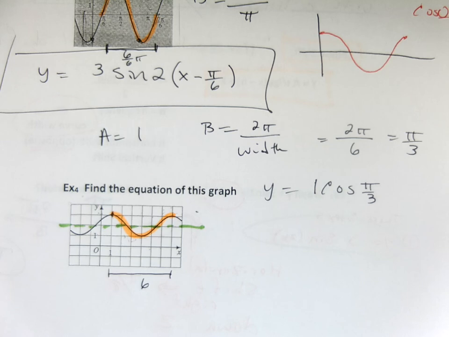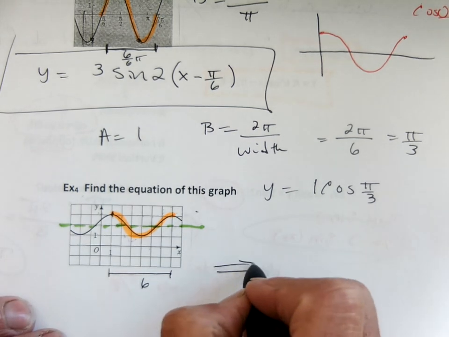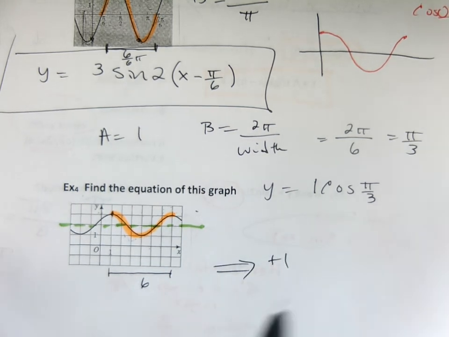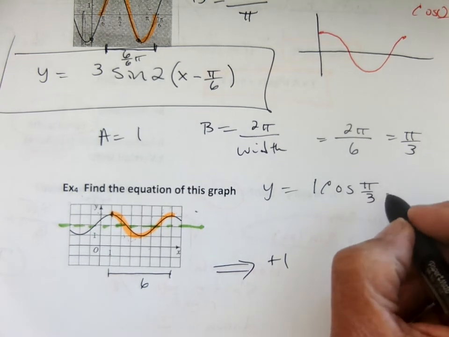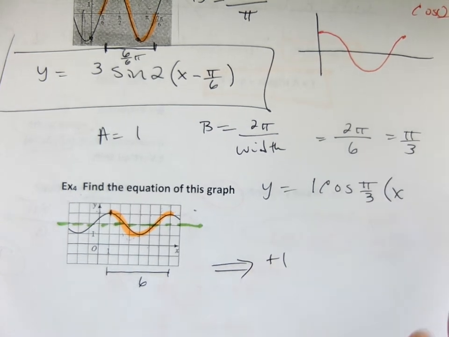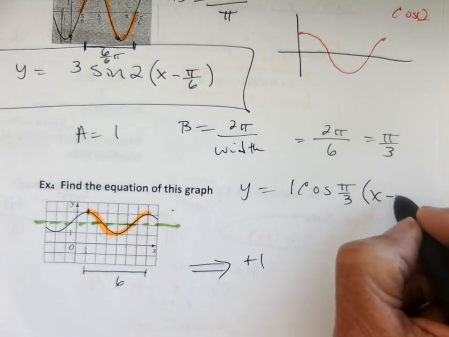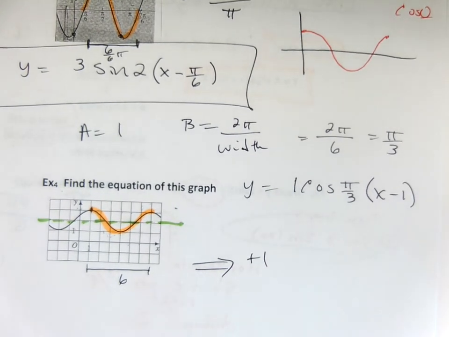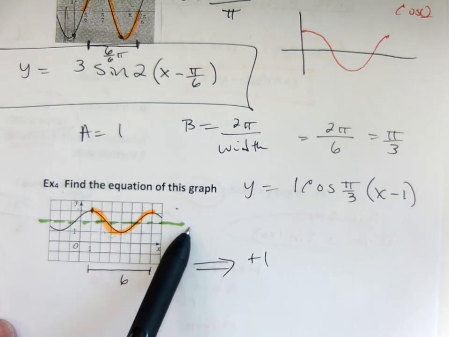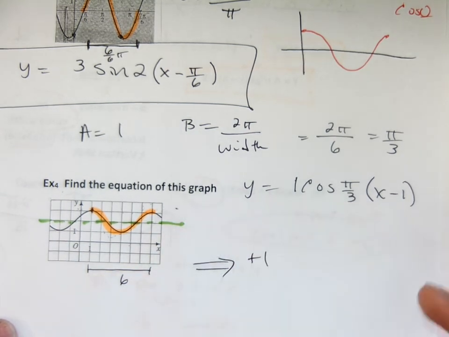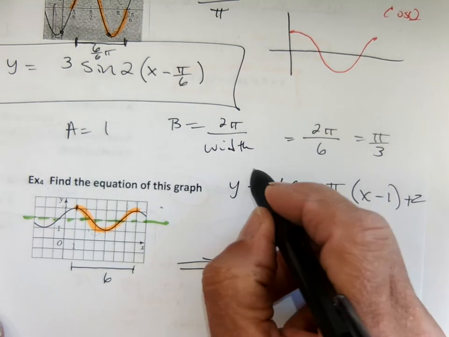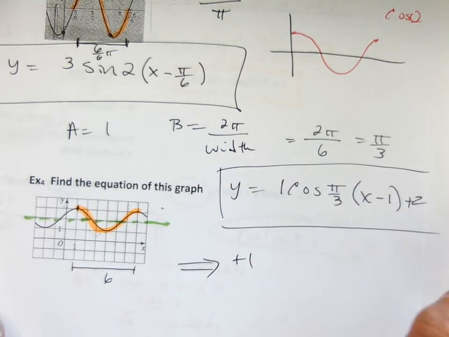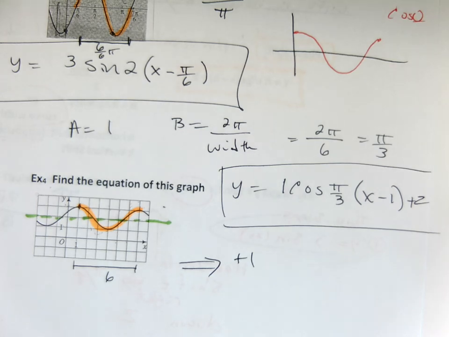Now the entire curve has been shifted horizontally plus 1 unit, right? But we're going to do the opposite. So we're going to go parentheses, x, we have our x variable in there, minus 1. And the whole thing got shifted. In fact, if I look at the middle of the curve, see I've got the middle of the curve here? It got shifted up 1, 2. And there is my equation. All right? Okay. That's what I have.